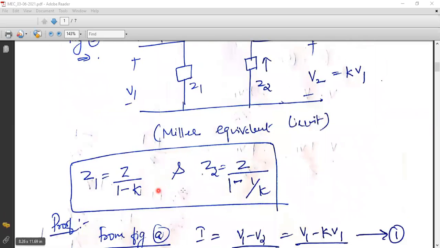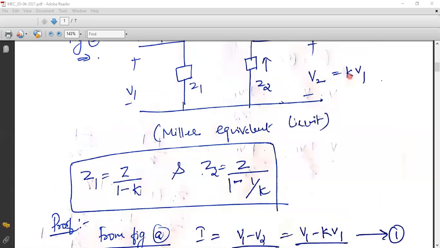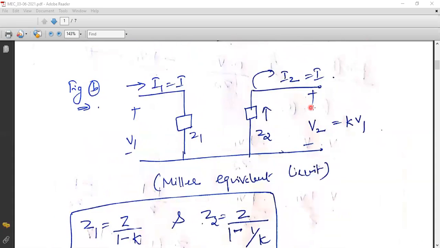Now you take down these two equations and we need to go for this proof. How we have obtained the value of Z1 and Z2 in terms of Z and K. What is K? K is the gain or amplification factor, which is given for a particular CS amplifier. That is, output voltage is given by the gain into input voltage V1.